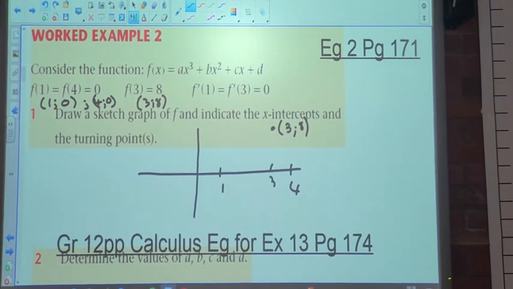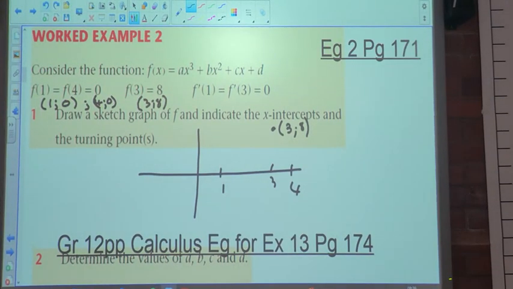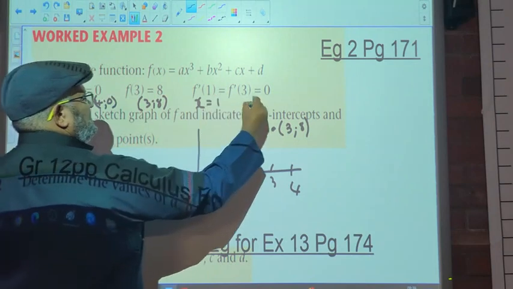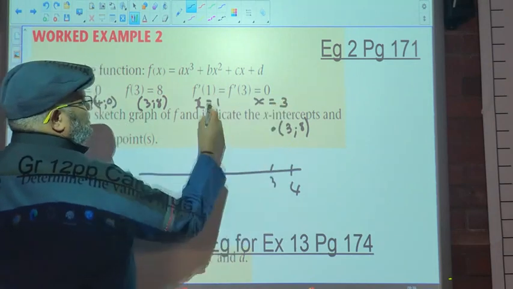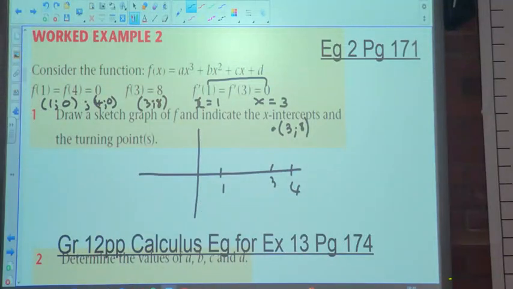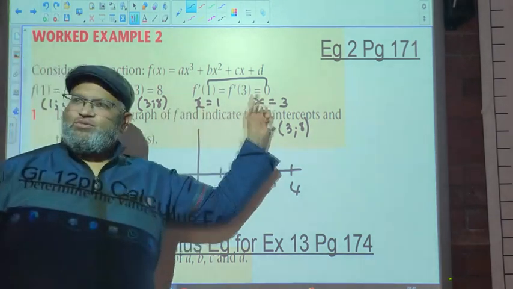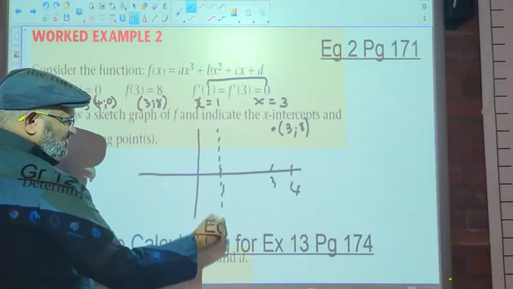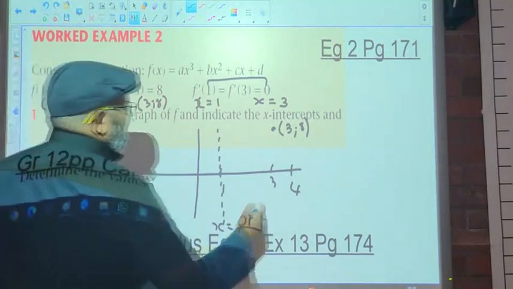Then f prime of 1 is equal to f prime of 3, which is equal to 0. So we ask ourselves, when is the first derivative, your gradient, equal to 0? At the turning point. So your turning points are at x equal to 1 and x equal to 3. Remember, I can't say this is 1 and 0 because that's not a coordinate. This tells us at which x value the turning point occurs. So the turning point occurs at 1, and I'm drawing a dotted line there, and at 3.